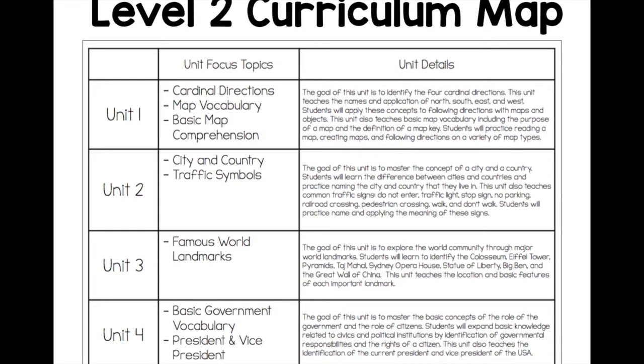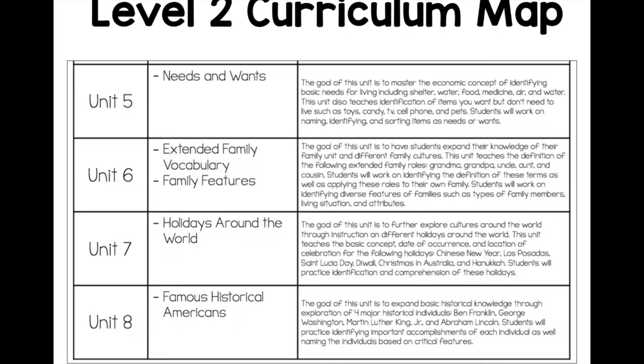So Unit 1 teaches cardinal directions, basic map vocabulary, and some basic map comprehension. Unit 2 looks at the difference between a city and a country and traffic symbols. Unit 3 looks at famous world landmarks. Unit 4 looks at basic government vocabulary and the role of the president and vice president. Unit 5 looks at needs and wants. Unit 6 looks at extended family vocabulary and family features. Unit 7 looks at holidays around the world, and Unit 8 focuses on famous historical Americans.